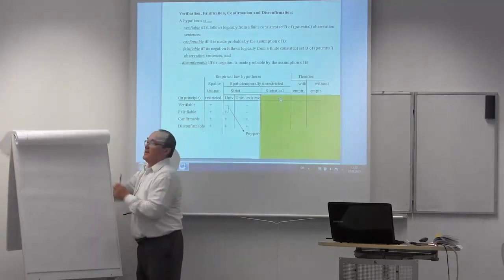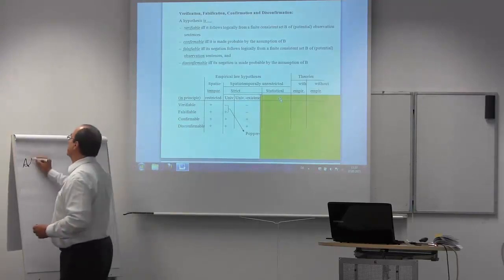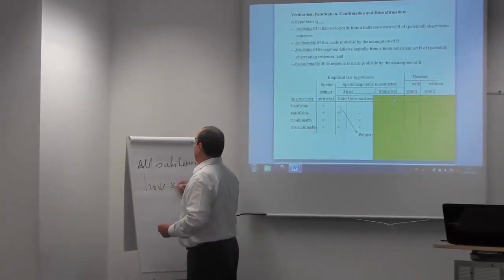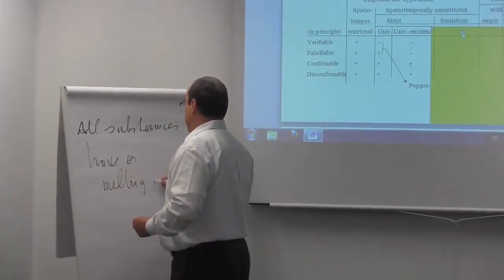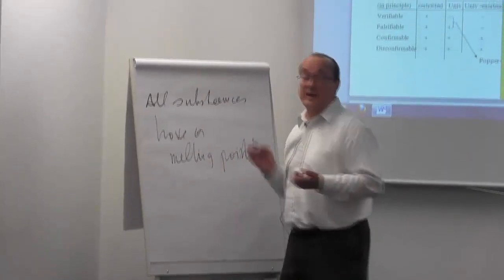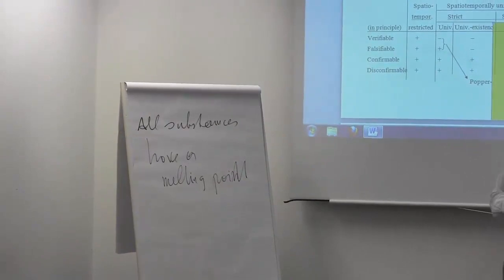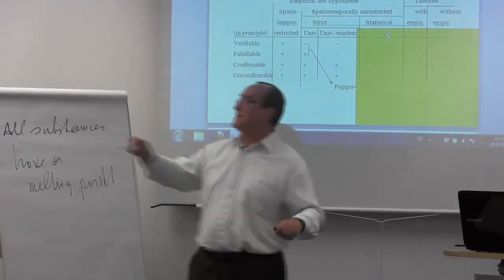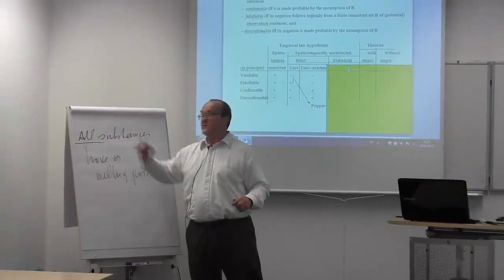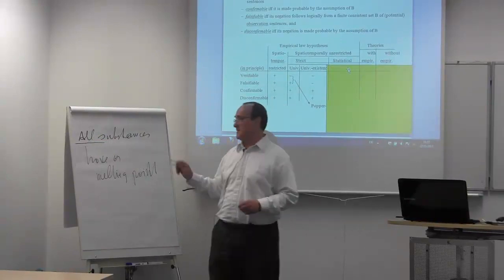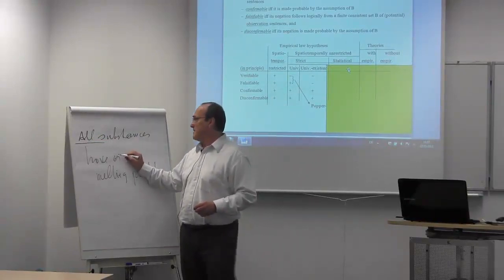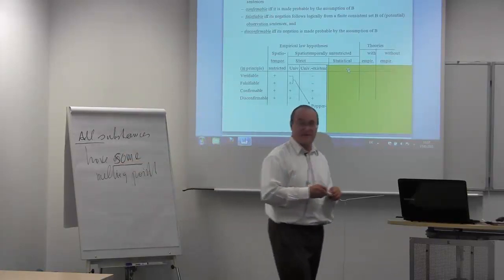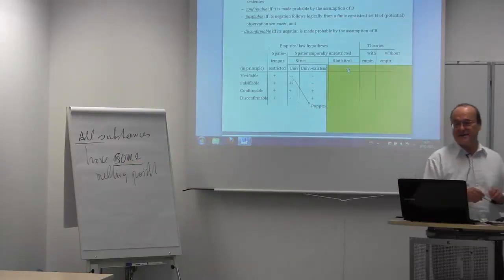As a result of that, a hypothesis of the form all substances have a melting point, or maybe a boiling point or whatever, is neither verifiable nor falsifiable. It inherits the non-falsifiability by its universal quantifier from universal statements, and, with the existential quantifier, it inherits non-verifiability from existential sentences, right?